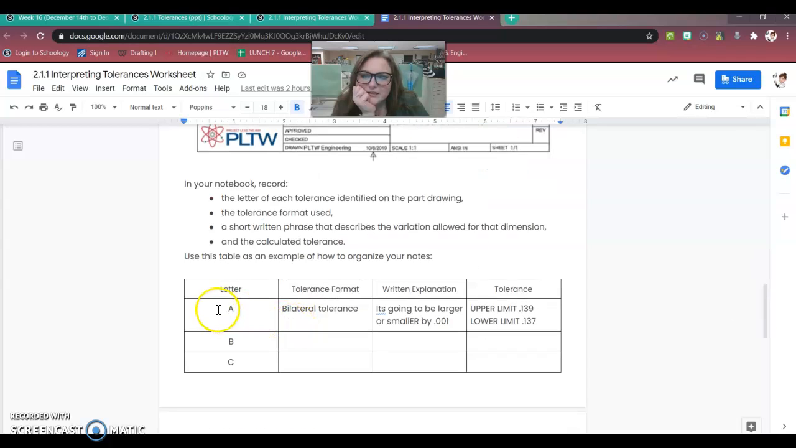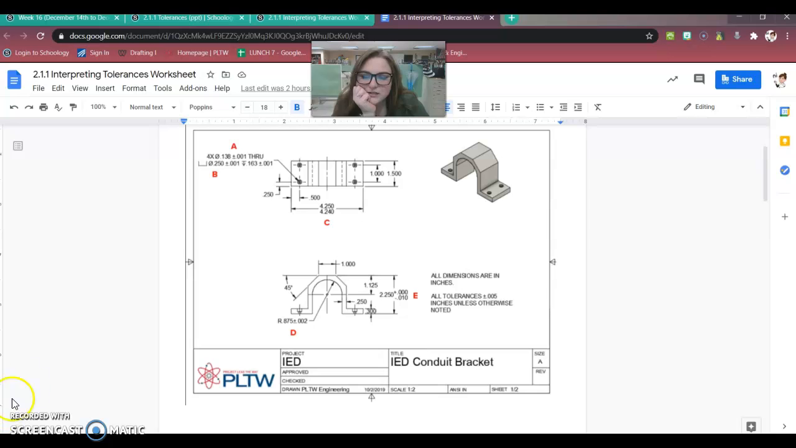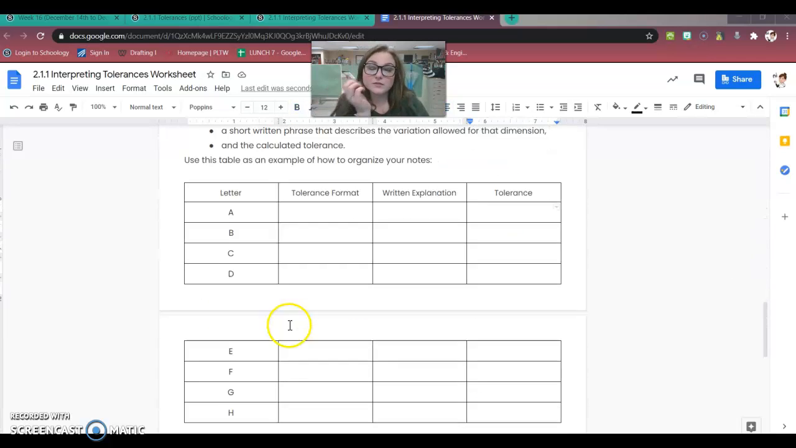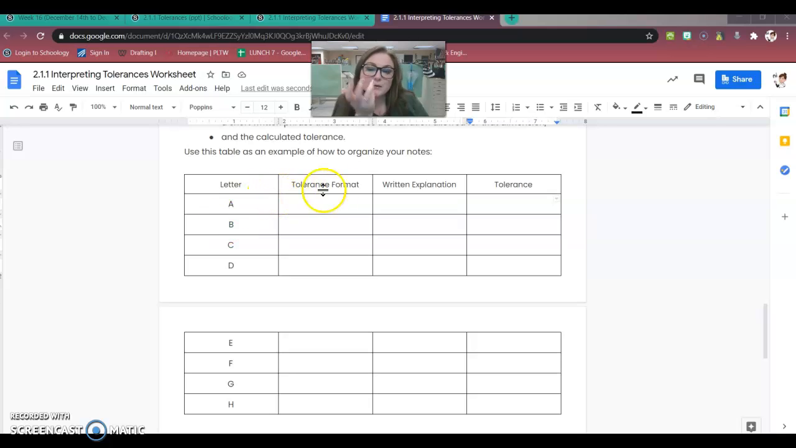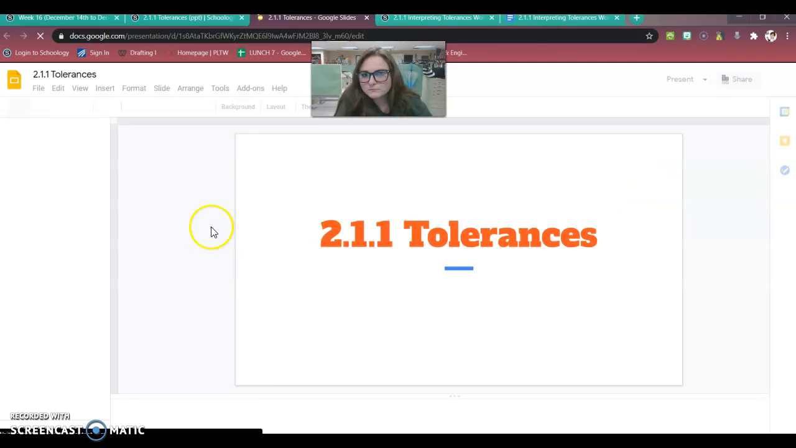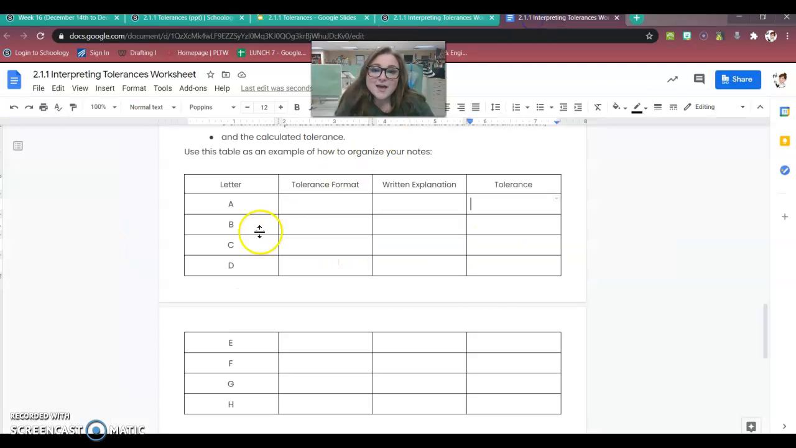What you're doing is checking out the different letters and basically explaining what they mean. We are working through it, explaining what they mean. Now we have to do the first problem together. The first thing says tolerance format. To figure out the tolerance format, you have to look at the PowerPoint. The PowerPoint goes over the 3 different types of tolerance formats, and you work your way through it.